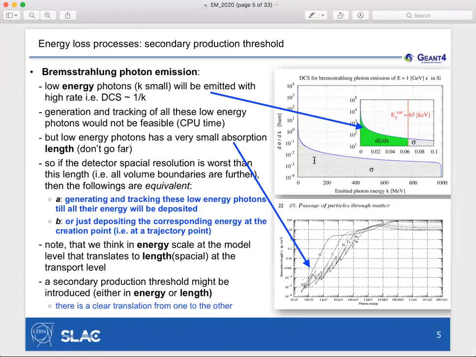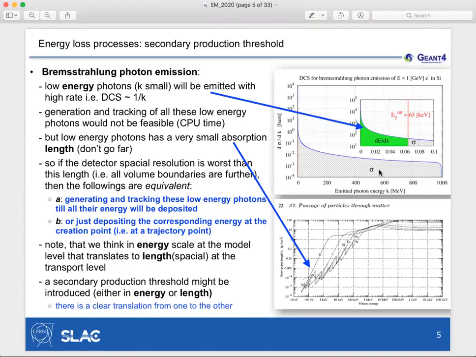And if you see on the right, on the top, here, I hope you can see the plot. And this plot shows actually the Bremsstrahlung photon emission differential cross-section. Differential in the emitted photon energy, that is key here. When an electron with 1 GeV moves in a silicon target. And you can see this is the differential atomic cross-section.